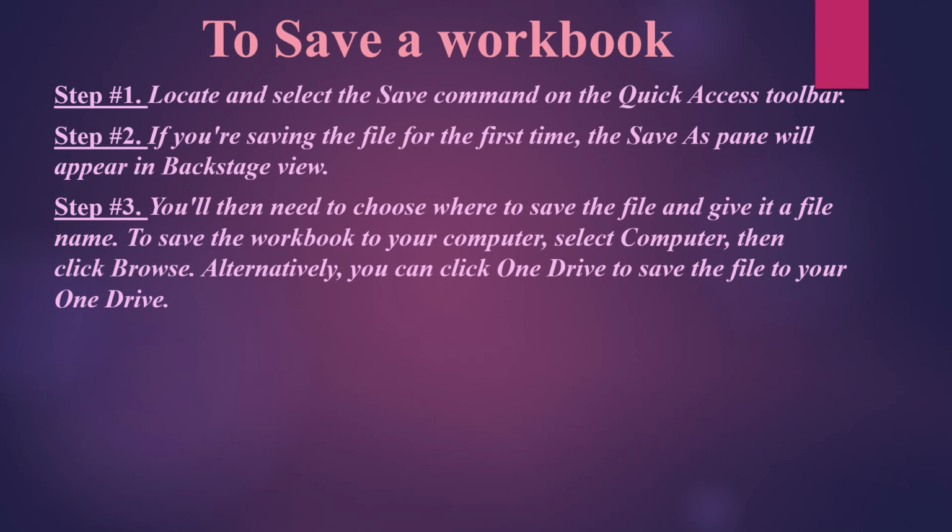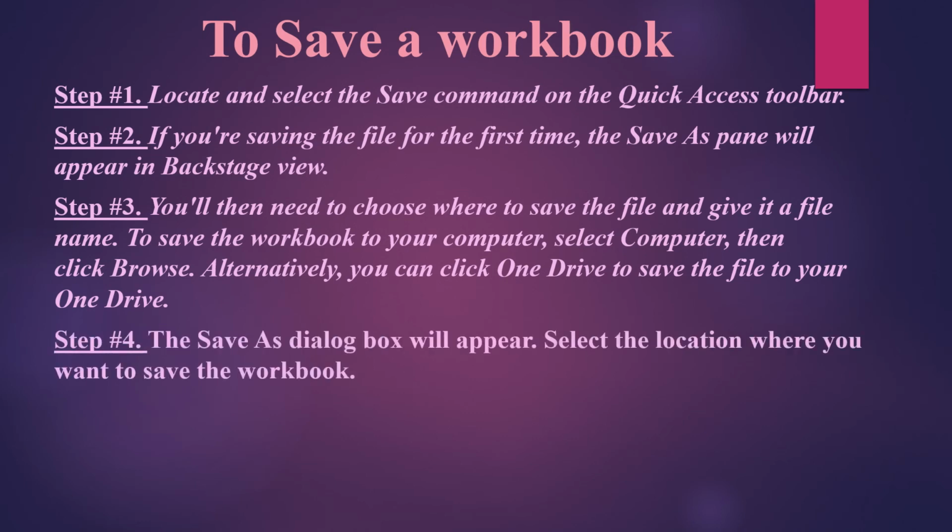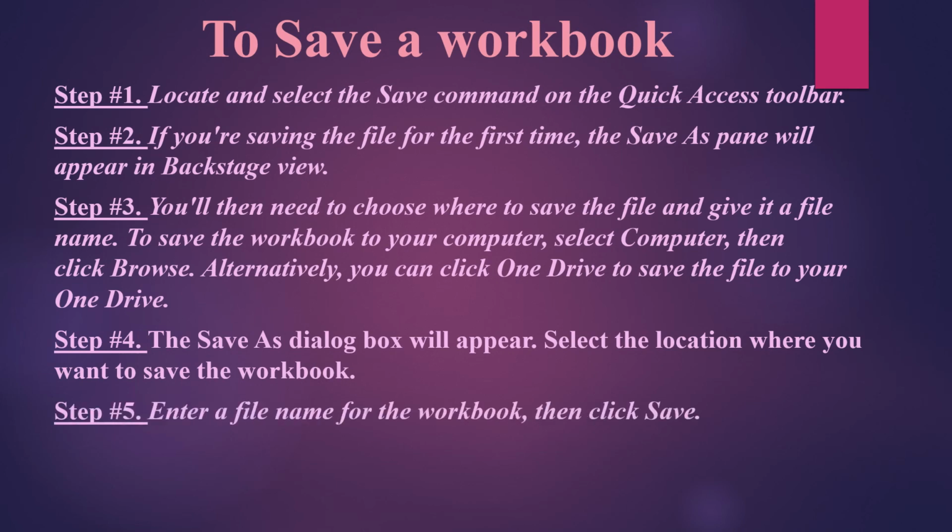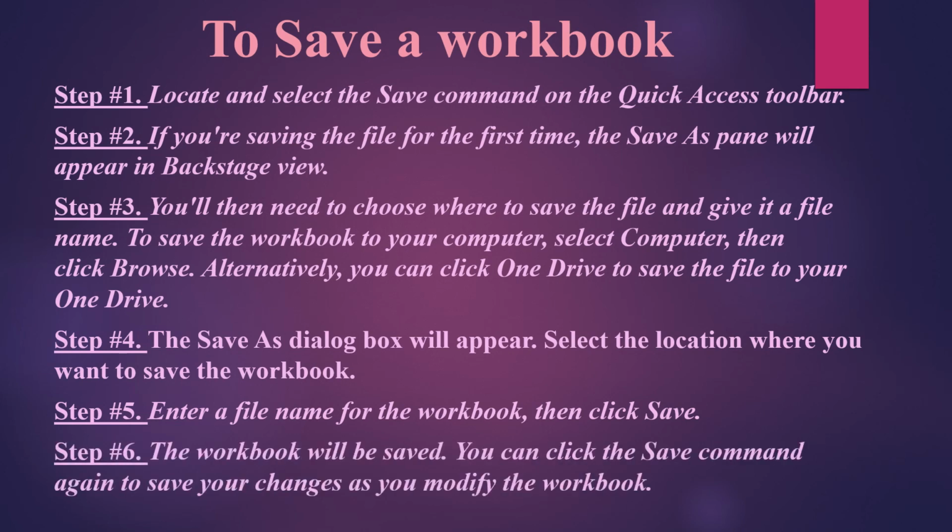To save the workbook to your computer, select Computer, then click Browse. Alternatively, you can click OneDrive to save the file to your OneDrive folder. Step number 4, the Save As dialog box will appear. Select the location where you want to save the workbook. And step number 5 is enter a file name for the workbook, then click Save. And step number 6 is the workbook will be saved. You can click the Save command again to save your changes as you modify the workbook.